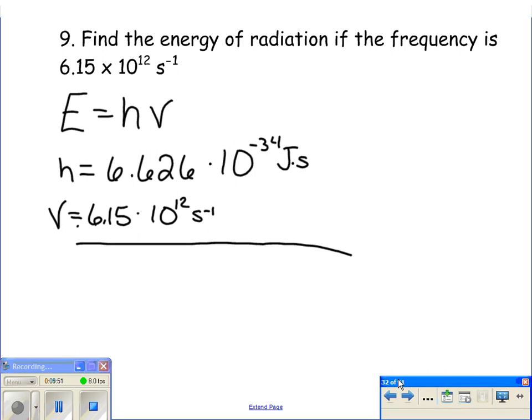And we end up finding that the amount of energy is 4.07 times 10 to the negative 21st, and that's joules. The seconds cancel out, and this is how much energy we have.